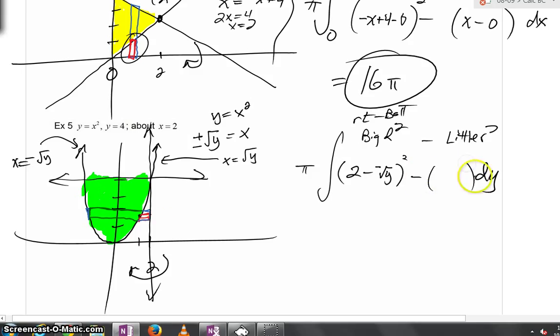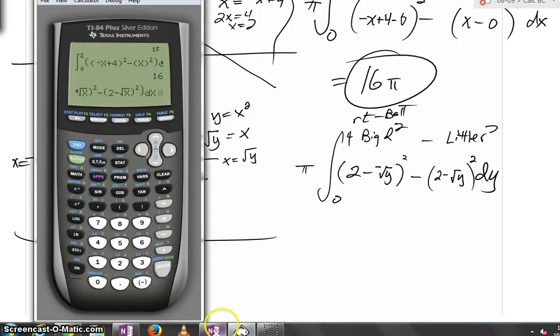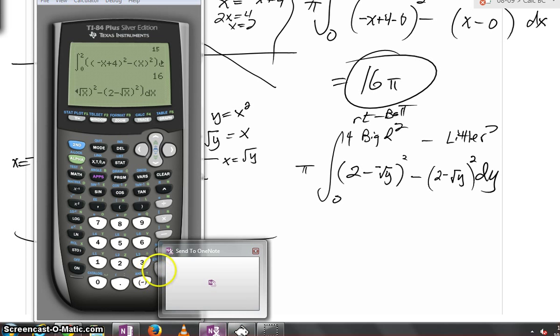What about the little radius squared? What would that be? The right boundary of the red rectangle would be 2, minus the left boundary of this red rectangle, positive radical y. And I'm going to have to make sure this is squared too. That's your little radius squared. You could very quickly work that out. Okay, so we're going to have boundaries between 0 and 4. You went from y equals 4 on the top, and you just type this in. We've already put it in, and hit enter.